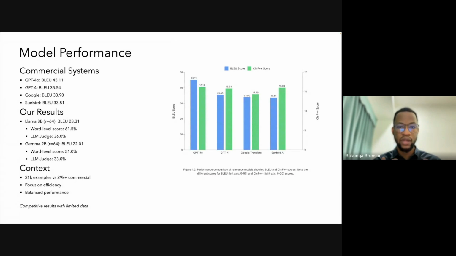It has a BLEU score of 45, followed by GPT-4, and then Google Translate comes in, and then Sunbird AI, which actually has a notebook published on how you can go about fine-tuning the Facebook No Language Left Behind model that they use. They come in at 33.51. So you can see that the gap between the top and the bottom is quite large, and so we're trying to close that gap to GPT-4.